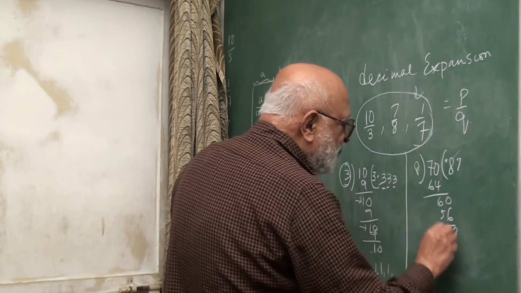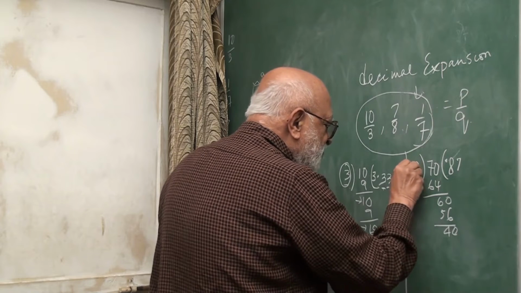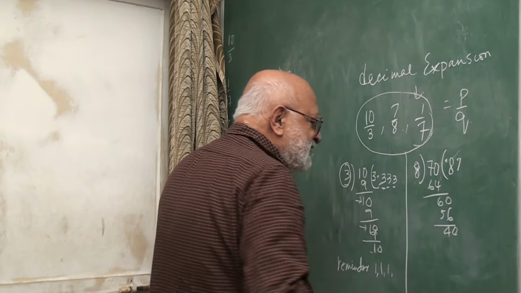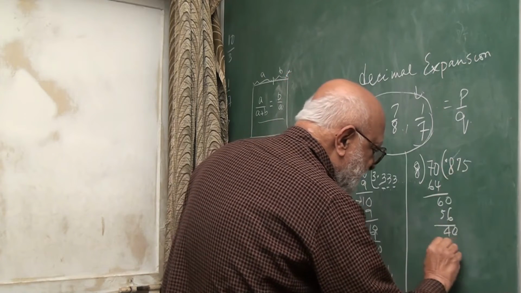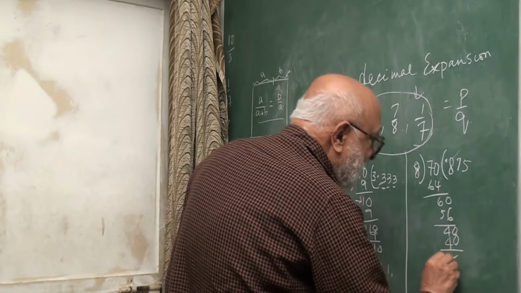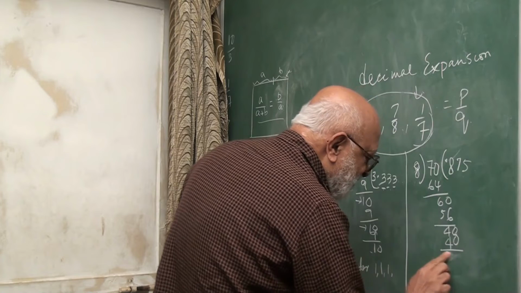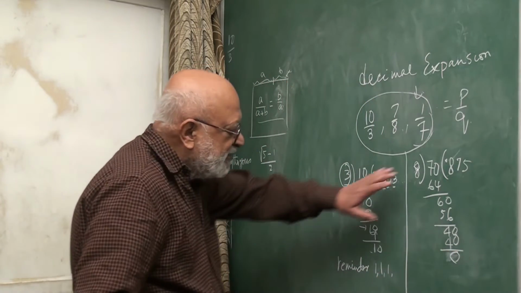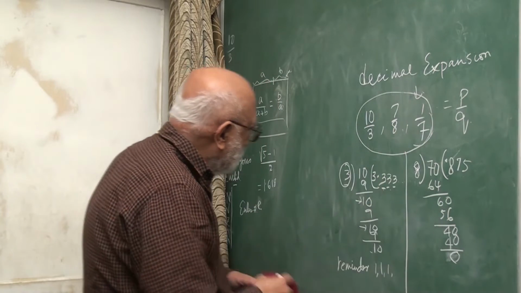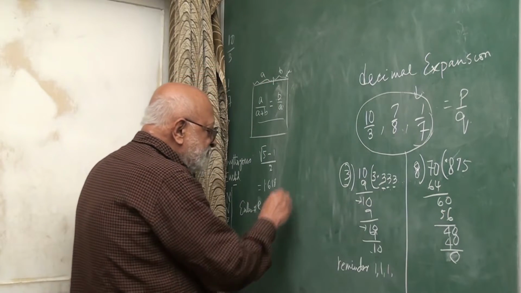Then 8 into 5. Oh, this 8 doesn't look very handsome, so I will change it. 8 into 5 is 40. So it terminates here. The remainder is 0. So it gets fixed here. That is 7 by 8.